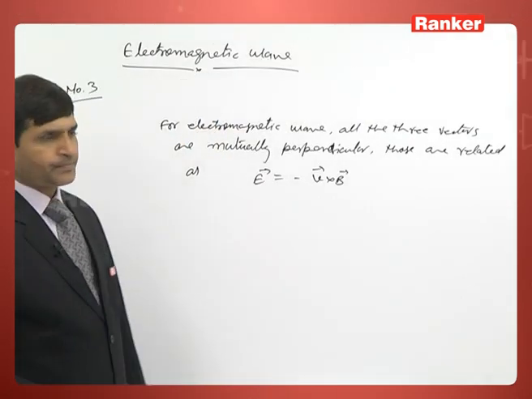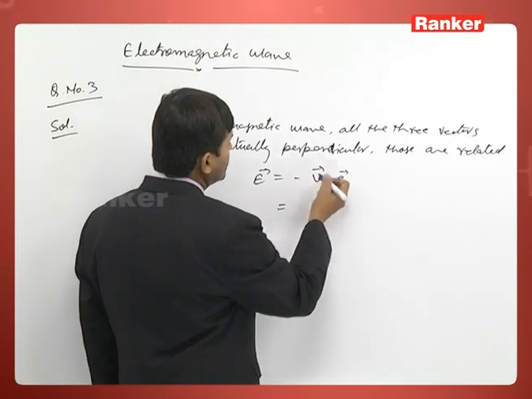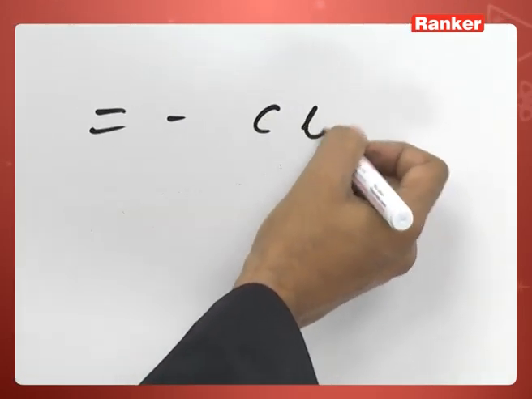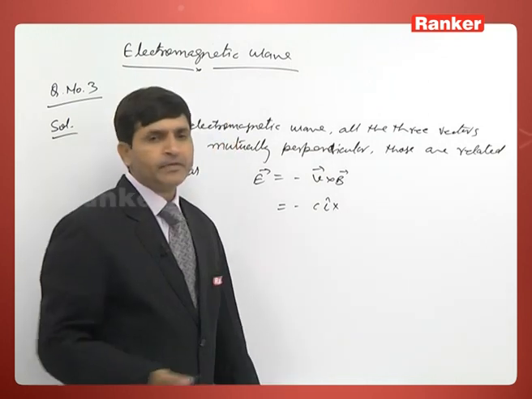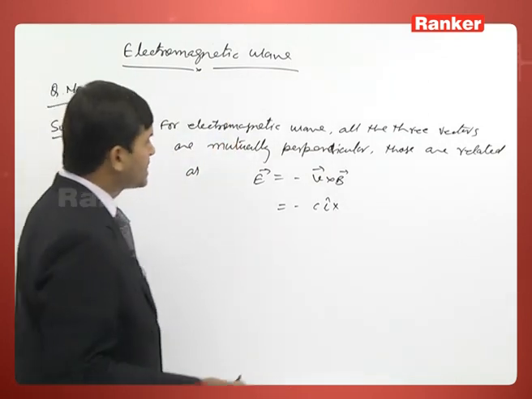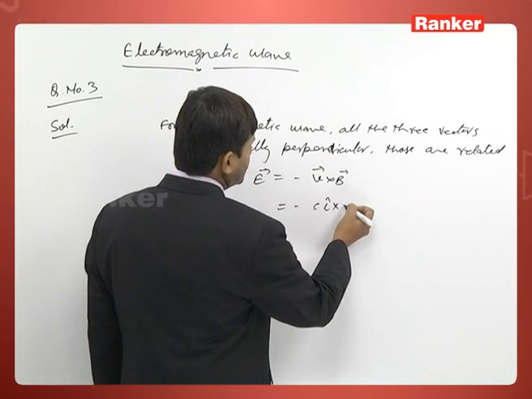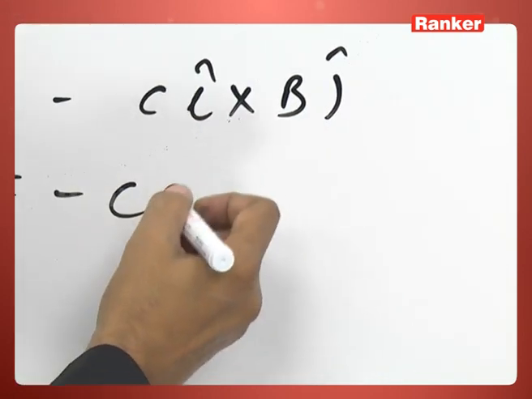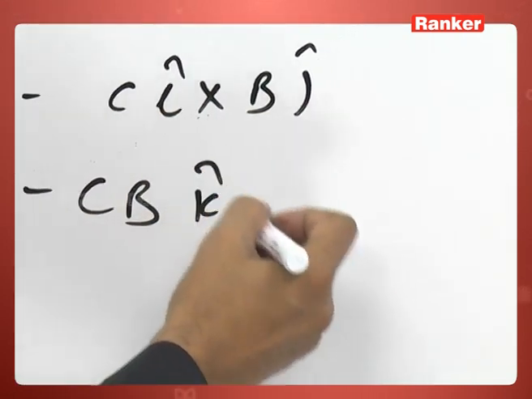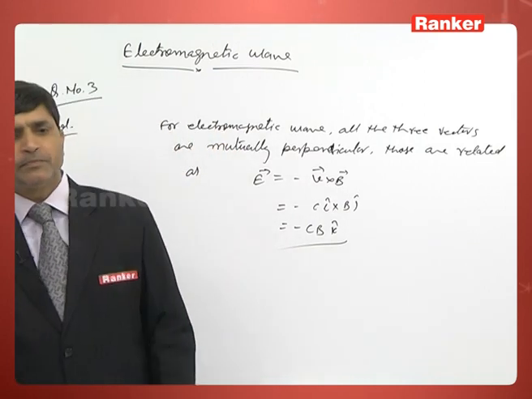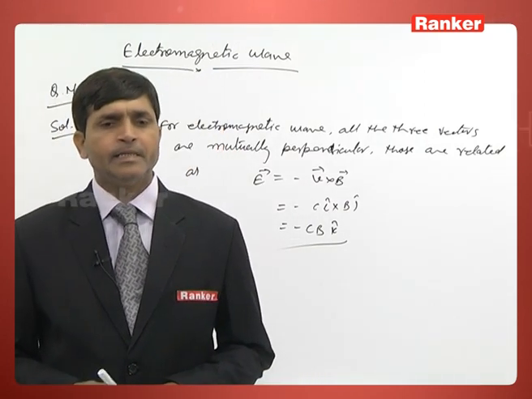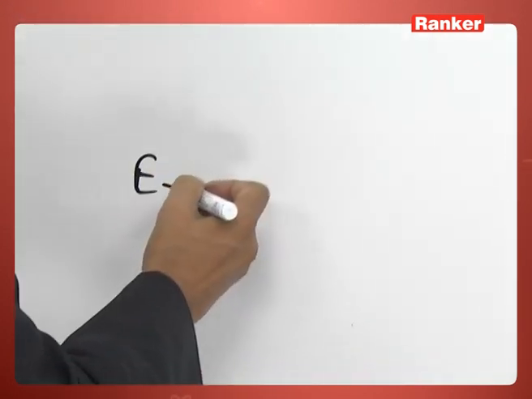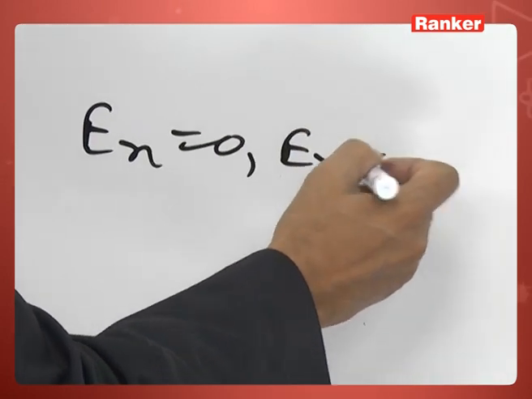So first of all, as it is given, velocity is along x direction, that is V i cap, and magnetic field is given along y direction, so that can be written as B j cap. So this will be i cross j, which is k cap. So electric field vector must be along k cap, means z direction. So Ex will be 0, Ey will be 0.